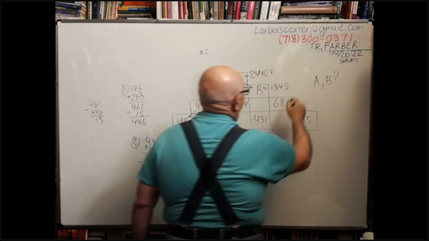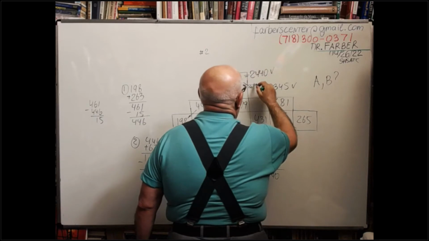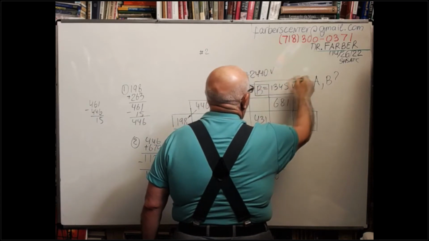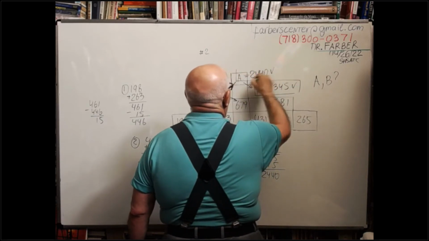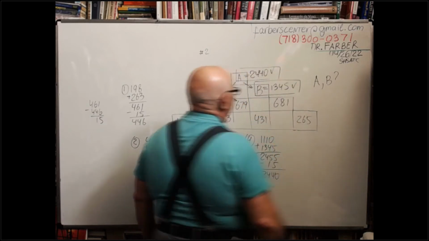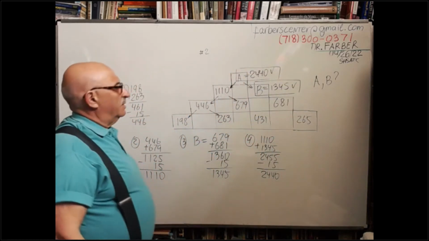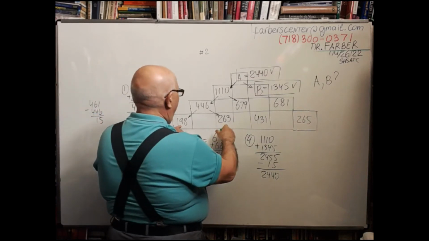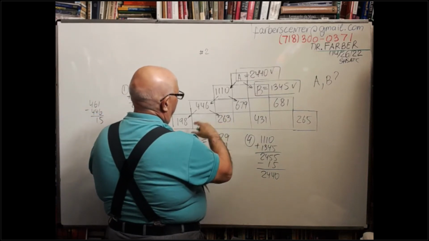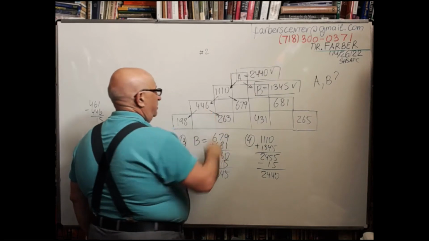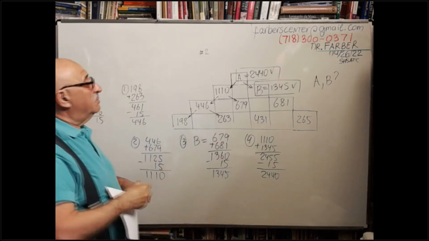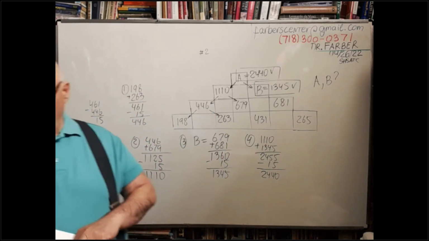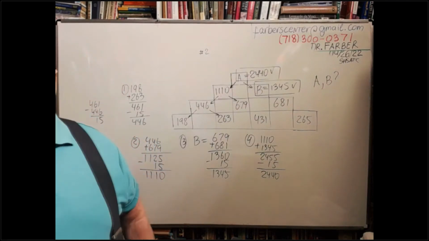And B equals 1345. So there are two answers. In many cases, you have the same situation with different numbers. Two below, if you add them up and subtract something, you get the one on the top. This was problem number 2. Who has questions about this? Ask me. I step back.